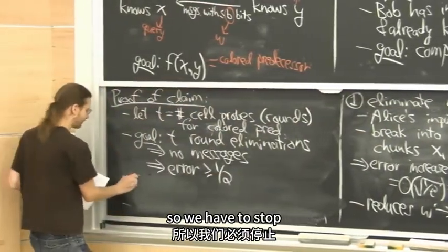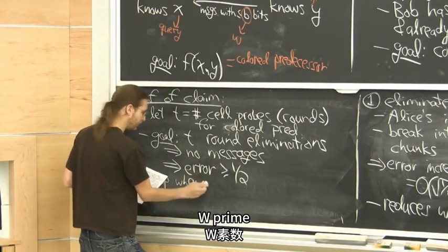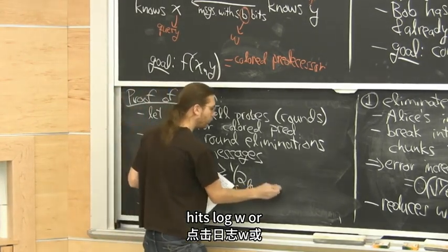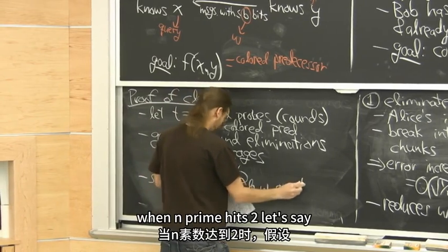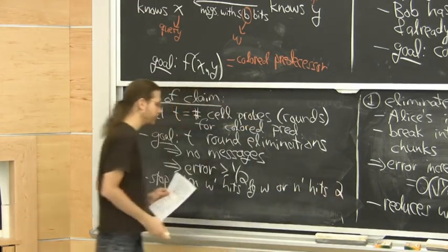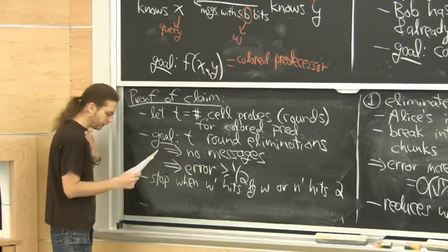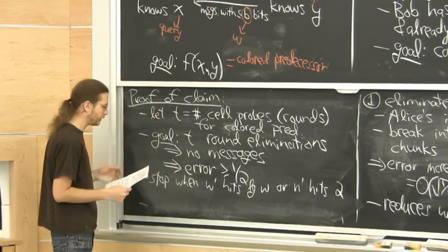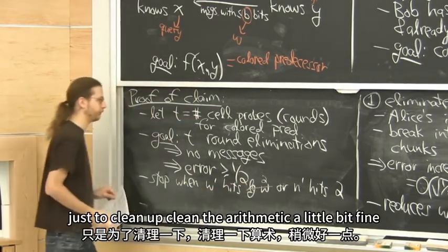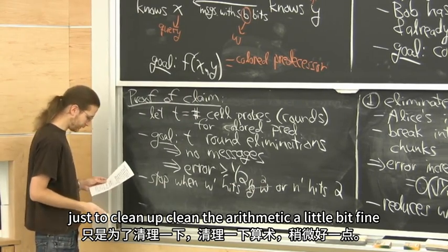So we have to stop when w prime hits log w, or when n prime hits 2, let's say. This is not really going to make a difference. You can also think of that as 2. In fact, I'll just do that, just to clean the arithmetic a little bit. Fine.